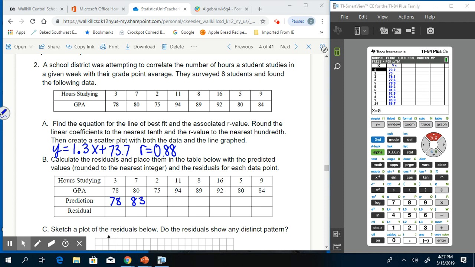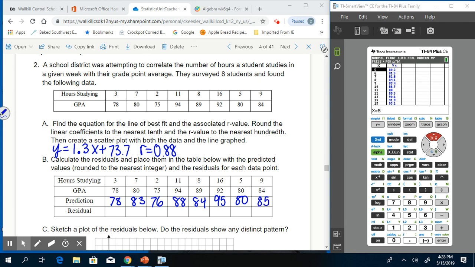For 2, that would have been 76. For 11, I have to scroll down, and that would have been 88. For 8, 84. For 16, 95. For 5, 80. And for 9, 84, we're going to change to 85.